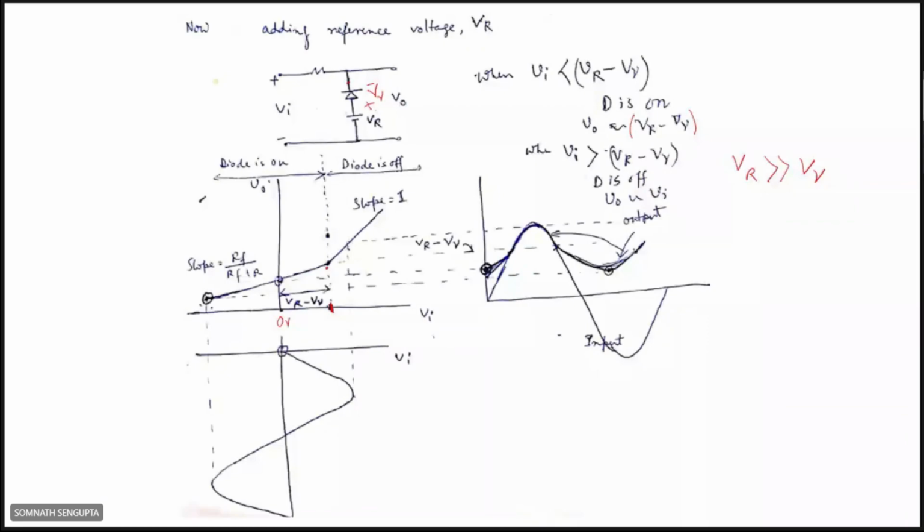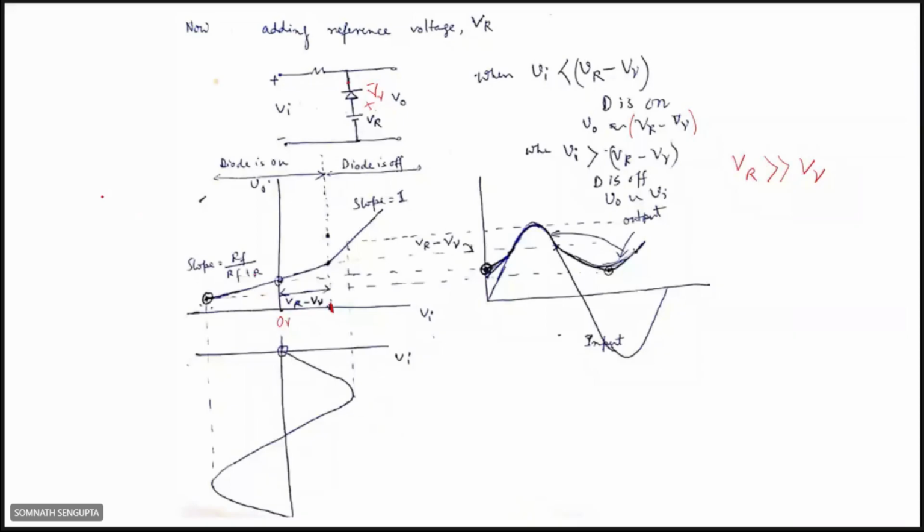Say for this part, the diode is conducting. But when the input voltage is greater than this, the diode will be off. If the diode is off, then the whole output will be equal to the input, so the slope is 1. And when the diode is on, the slope is RF by RF plus R.